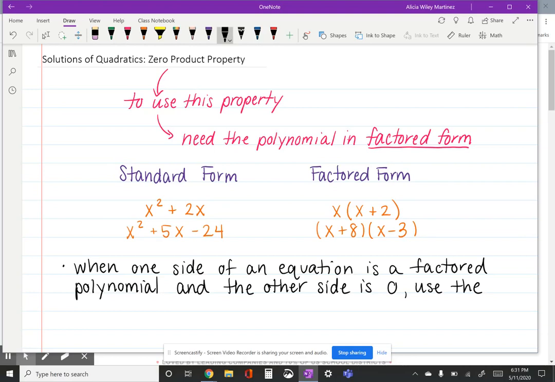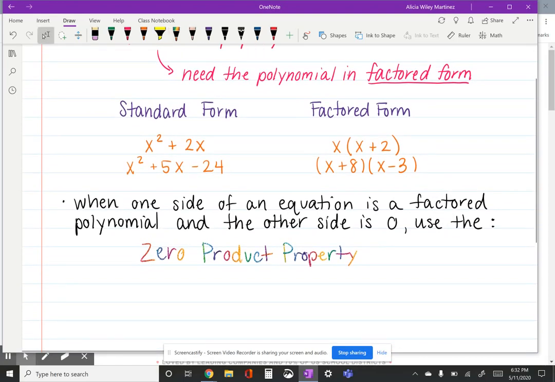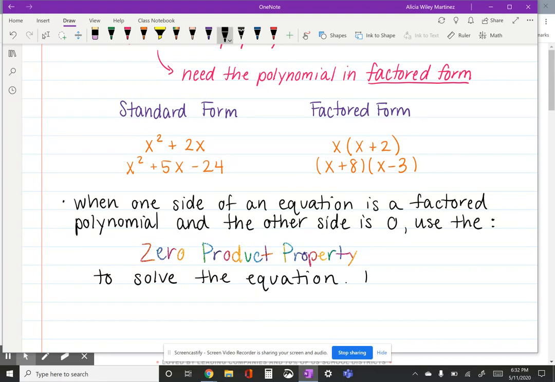Okay, so when one side of an equation is in a factored polynomial and the other side is 0, we're going to use the zero product property to solve. Okay, so it's going to allow us to solve the equation, meaning find the values of x that make the equation true. Okay, remember that there are many names for the solutions.